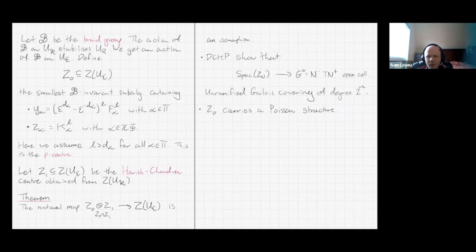And one can actually write formulas on how this Poisson structure behaves, but I don't think we have time for this. No. Could you say why the Poisson structure is important? I mean, I know that if the structure's there, you shouldn't just ignore it, but why is it so useful?